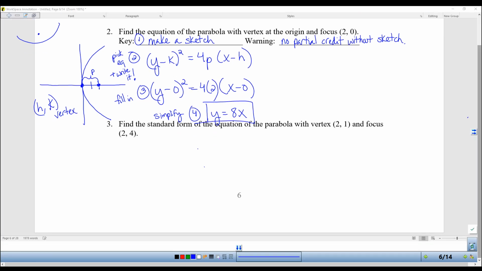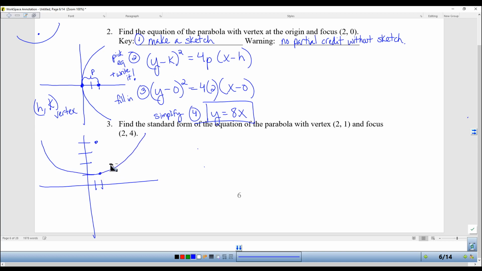Or if you want, you can pause this video and see if you can do the next one on your own. Find the standard form of the equation with vertex at 2, 1. So step 1, make a sketch. The vertex is right there. And the focus is at 2, 4. So 1, 2, 3, 4. Again, the focus is always inside the parabola. So my parabola must look like that.